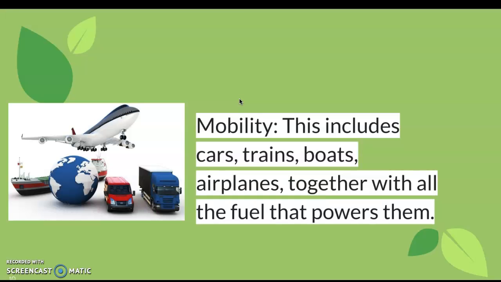Mobility. This means cars, trains, boats, airplanes, together with the fuel that powers them. So to be able to ride in these automobiles that you take places, you need the fuel, and the fuel is a natural resource.